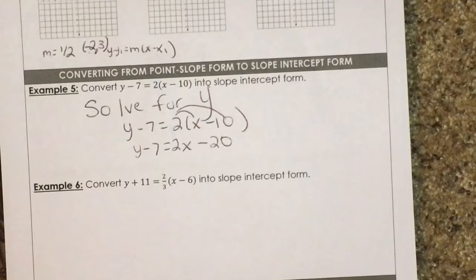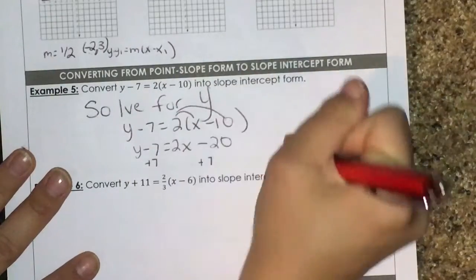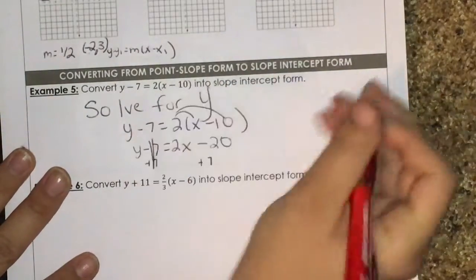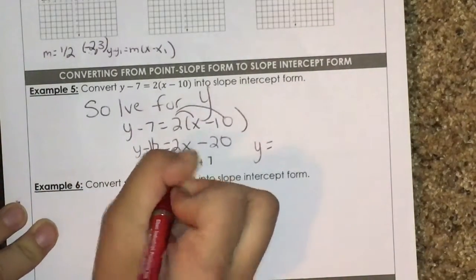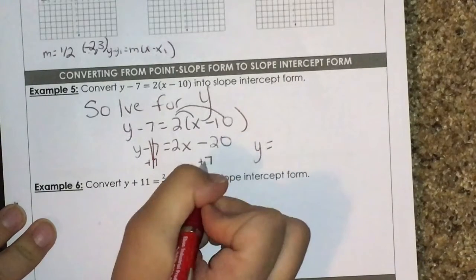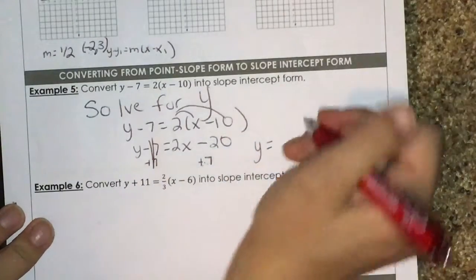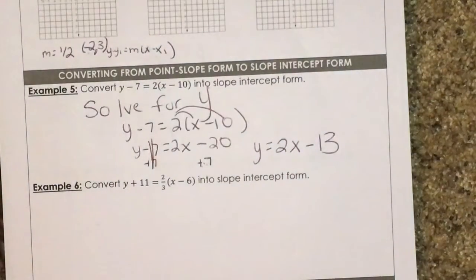Now we should be able to solve for y. Well, what's happening to y is that it's being subtracted by 7. So in order to get it to the other side, you need to add 7. Now if you notice, it's going to cancel over here. You cannot add 7 to 2x, but you can add 7 to -20 because they have the same terms. So -20 plus 7 is -13.